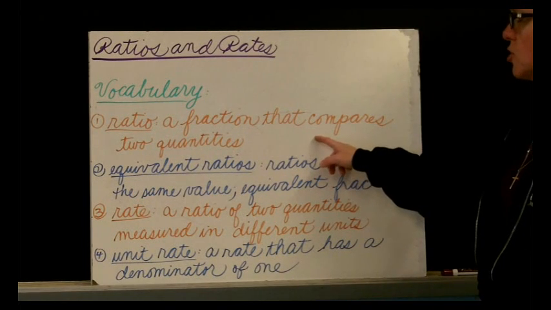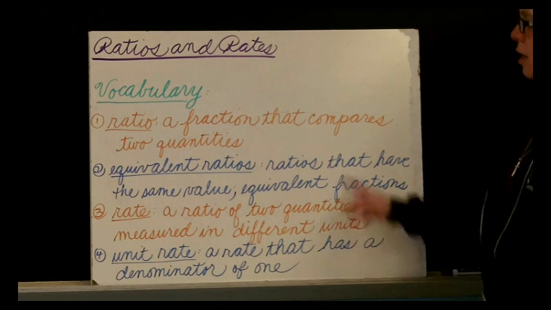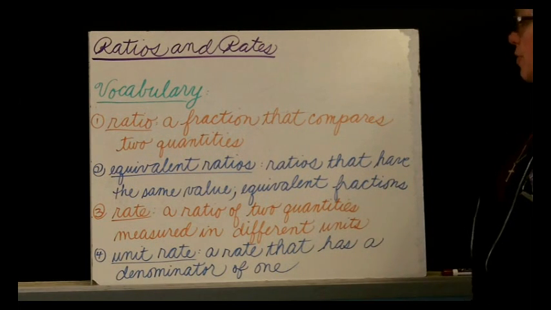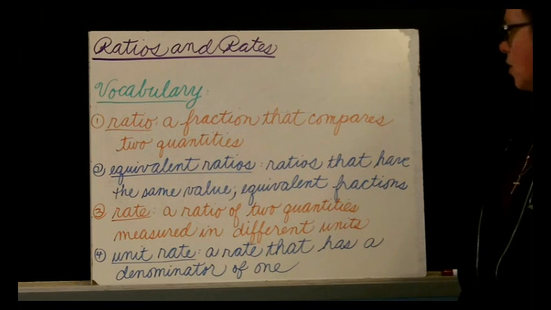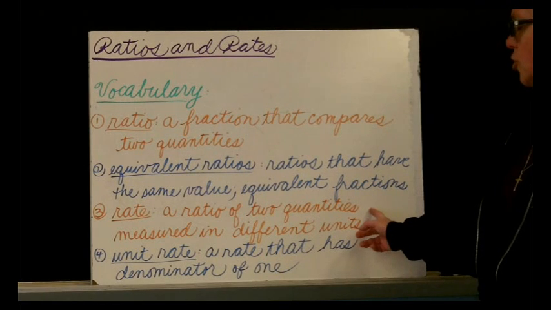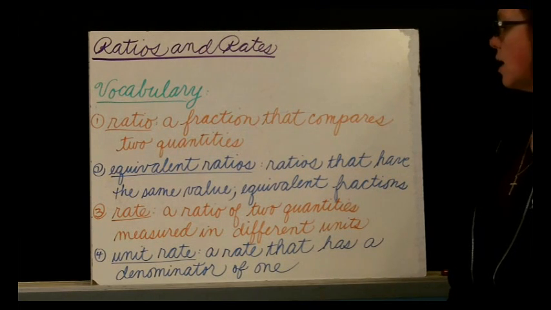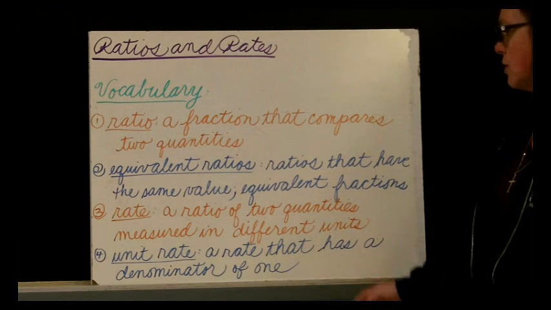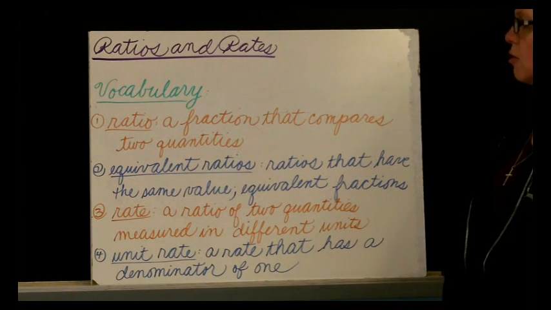Our first is ratio. A ratio is a fraction that compares 2 quantities. Second, we have equivalent ratios. Equivalent ratios are ratios that have the same value. So in other words, they are equivalent fractions. Our third term is rate, and a rate is a ratio of 2 quantities measured in different units. And finally, our fourth term for today, unit rate, which is a rate that has a denominator of 1.